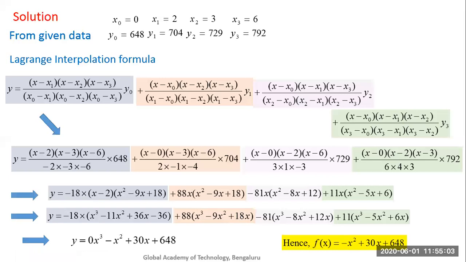So these are the two examples of the Lagrange interpolation formula. All other examples will be similar to this. If you want the polynomial, keep x as it is and simplify. If you want the value of y for a given x, then in place of x, you replace that value, and you get the corresponding value of y.